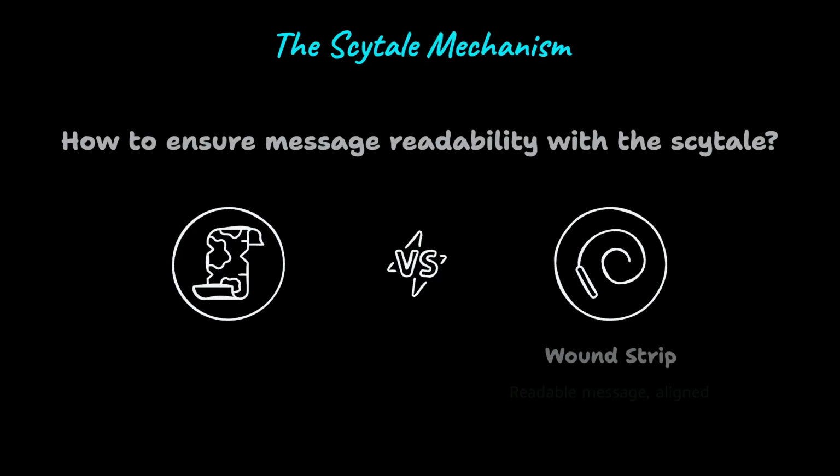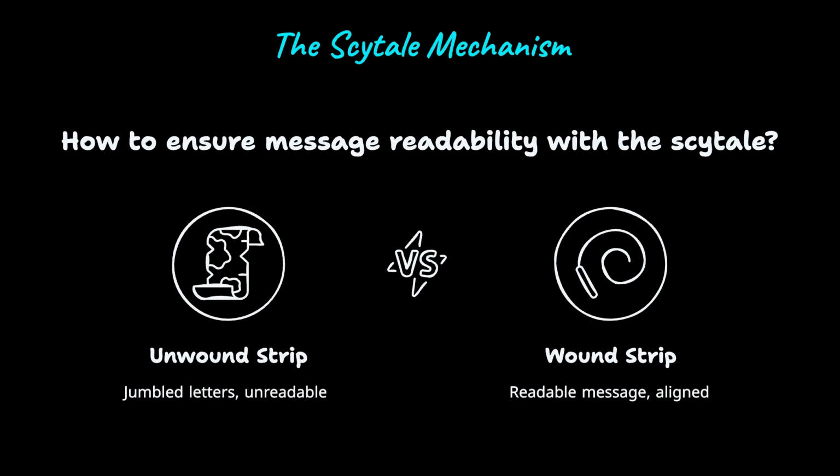The rod's diameter is the secret key. Winding the strip around a second rod of the same thickness realigns the letters into readable rows, while the wrong diameter produces only nonsense. Transposition is one of only 2 primitive operations behind every cipher ever made, the other being substitution, which changes symbols instead of positions.